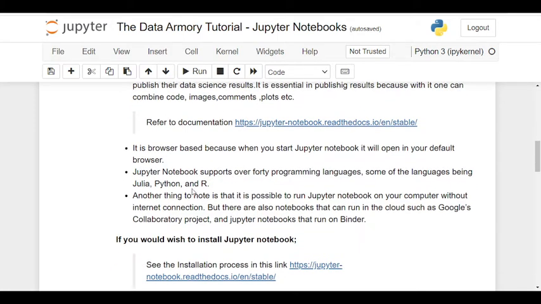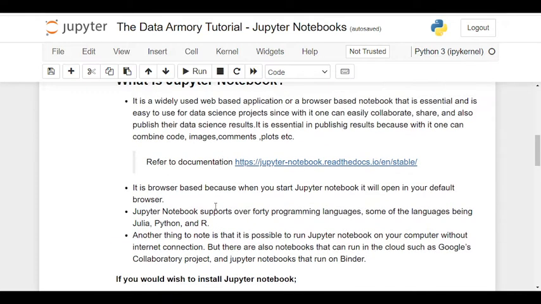Also, Jupyter Notebook supports over 40 programming languages, and some of the languages are like Julia, Python, and R, among other languages, because we have said 40 languages and we have only mentioned 3 languages. Another thing to note is that it is possible to run Jupyter Notebook on your computer without internet connection. That's why we say that it is browser-based, and when we say that it is browser-based, you don't have to have internet connection for it to run.